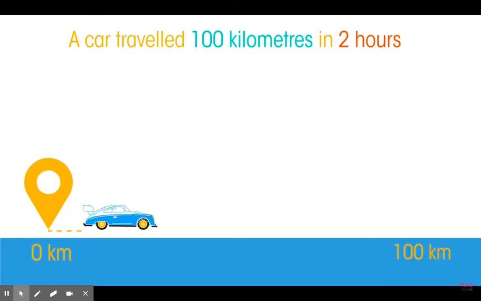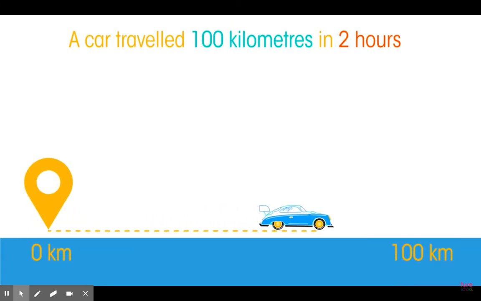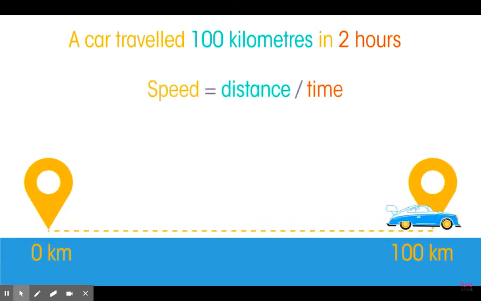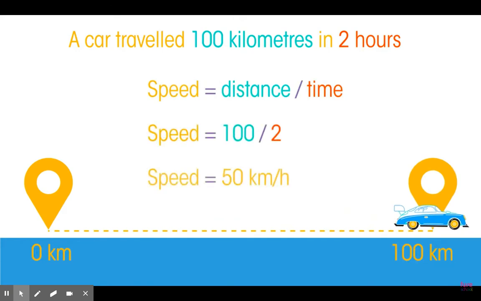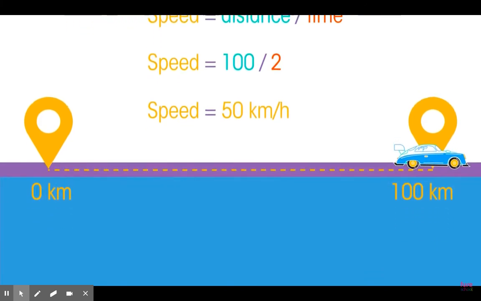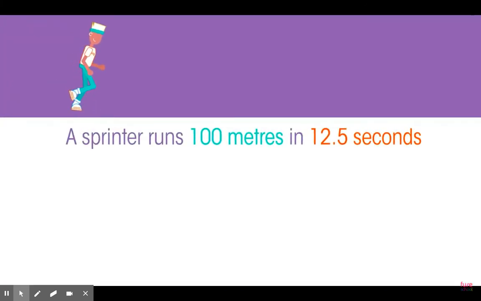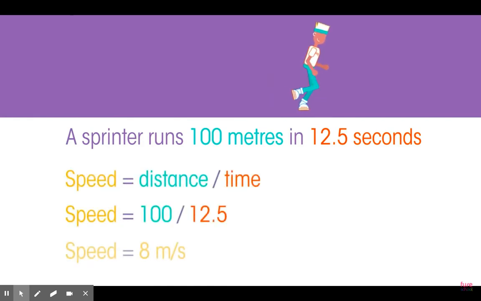Let's look at an example. A car traveled 100 kilometers in 2 hours. What was its speed? So 100 divided by 2 equals 50 kilometers per hour. Now you try. A sprinter runs 100 meters in 12.5 seconds. Pause the video while you work out her speed. Did you get 8 meters per second?